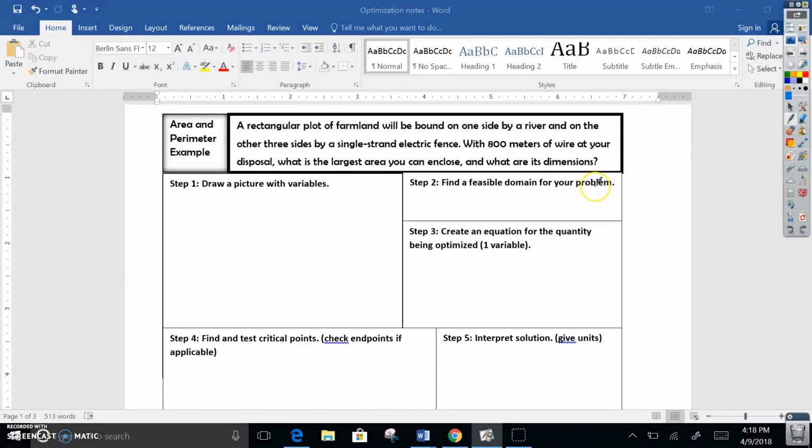Welcome back, class. In this video, we're going to go over the area and perimeter example of optimization problems. And we'll start by reading the problem.